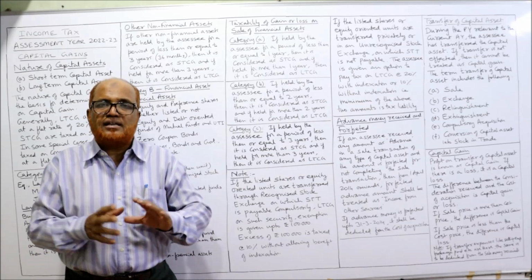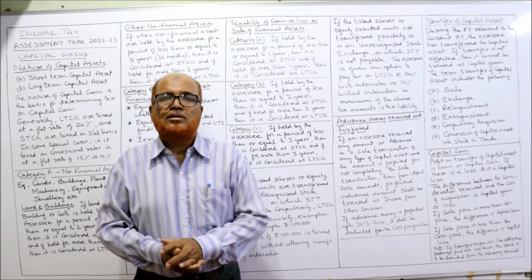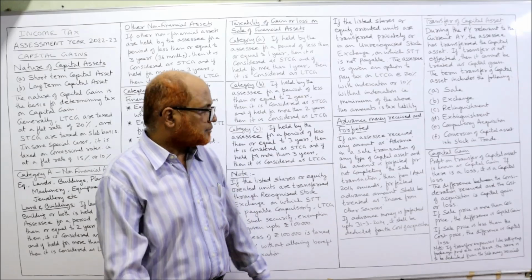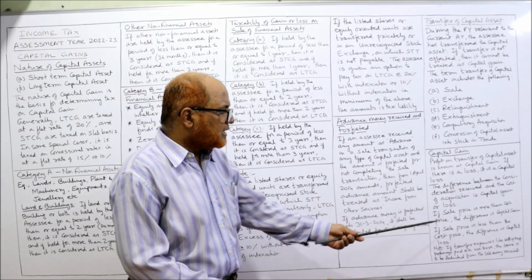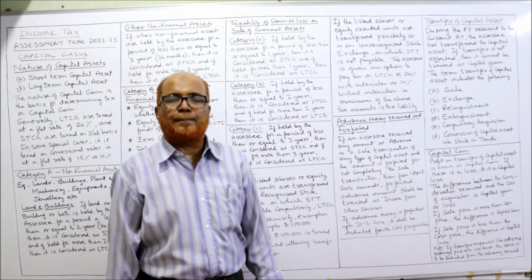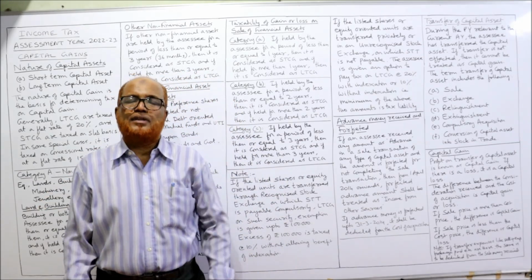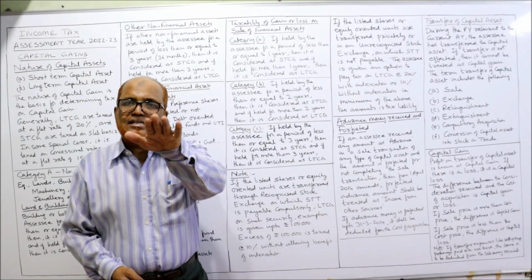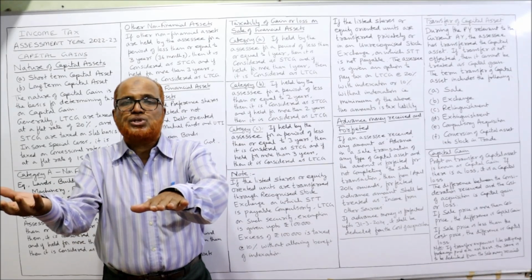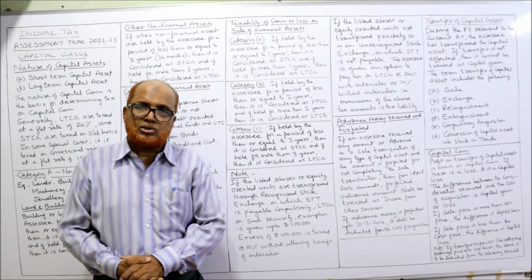Suppose if sale consideration is less than the cost, there may be capital loss. If sale price is more than the cost price, the difference is called capital gain. When the selling price is more than the cost of acquisition, there is a capital gain. If selling price is less than the cost of acquisition, there is a capital loss.